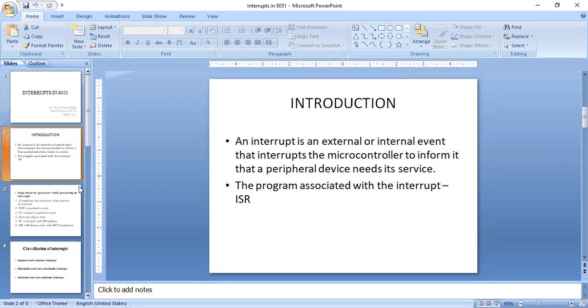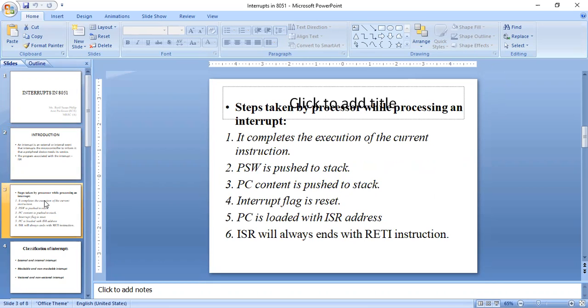These are the steps involved when an interrupt occurs. While an interrupt occurs, the microcontroller is running some main program. It will stop the program after the execution of the current instruction. So the first step is to execute the current instruction. Once the execution is over, the PSW, the program status word, content is pushed onto the stack.